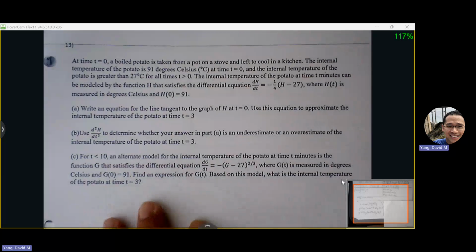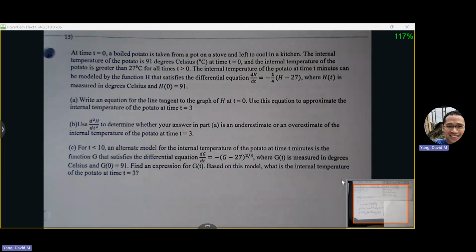Okay, number 13, let me read through this problem. At time t equals zero, a boiled potato is taken from a pot on the stove and left to cool in the kitchen. The internal temperature of the potato is 91 degrees Celsius at time t equals 0, and the internal temperature of the potato is 7 degrees for all times t greater than 0. The internal temperature of the potato at time t minutes can be modeled by the function h, which satisfies the differential equation. So we are at the derivative level, but they do give us an ordered pair at the function level, h of 0 equals 91. Write an equation for the line tangent to the graph of h at t equals 0.